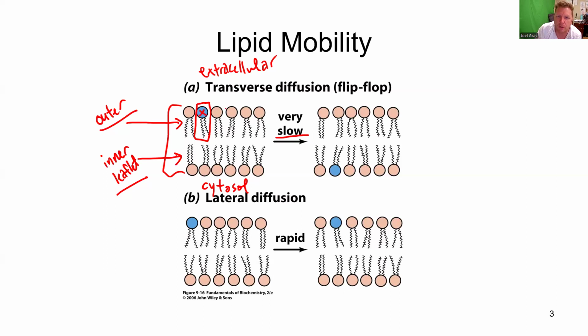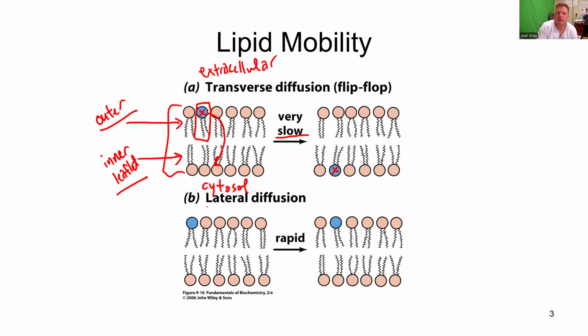This polar head group right here has to end up on the opposite side. So think about the path that it's going to take. It's going to be moving from here all the way to here. So that's a polar group moving through a very non-polar, or a very hydrophobic, region. So the movement is working against, I guess you could say, the preference. It's moving in the opposite direction of what is easiest to do. It's a difficult movement, moving through a kind of foreign region.